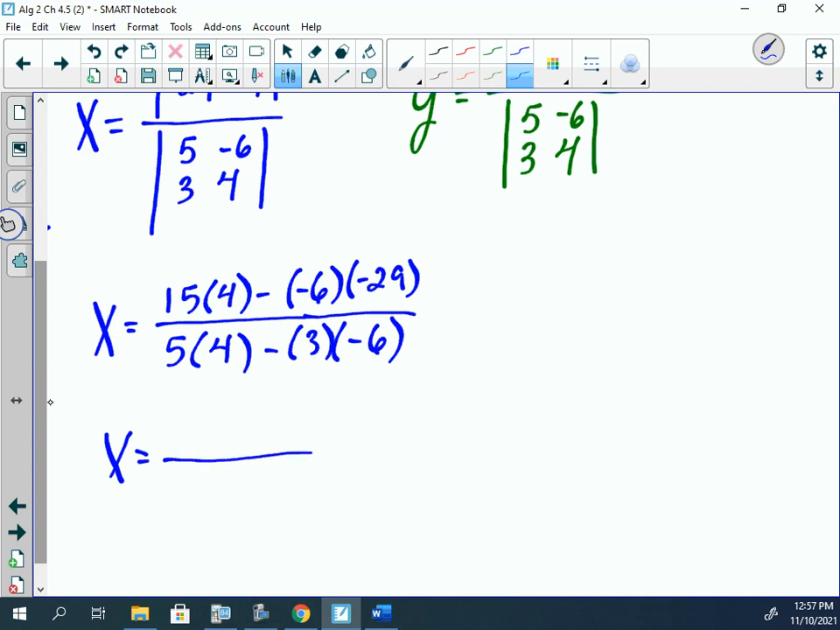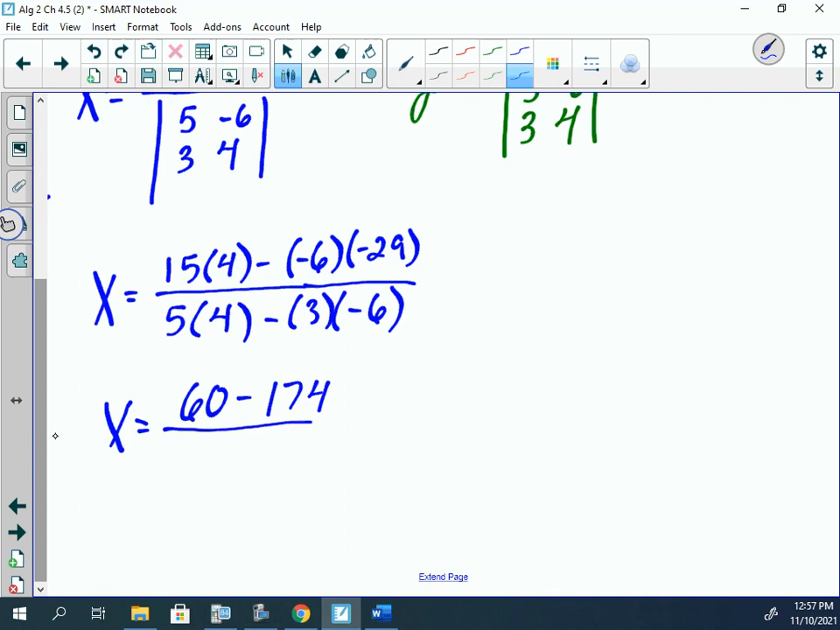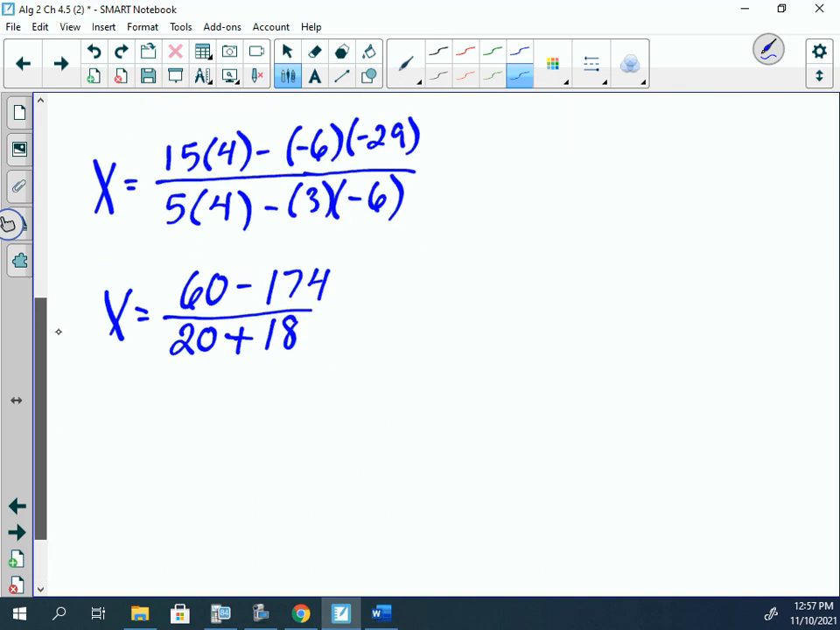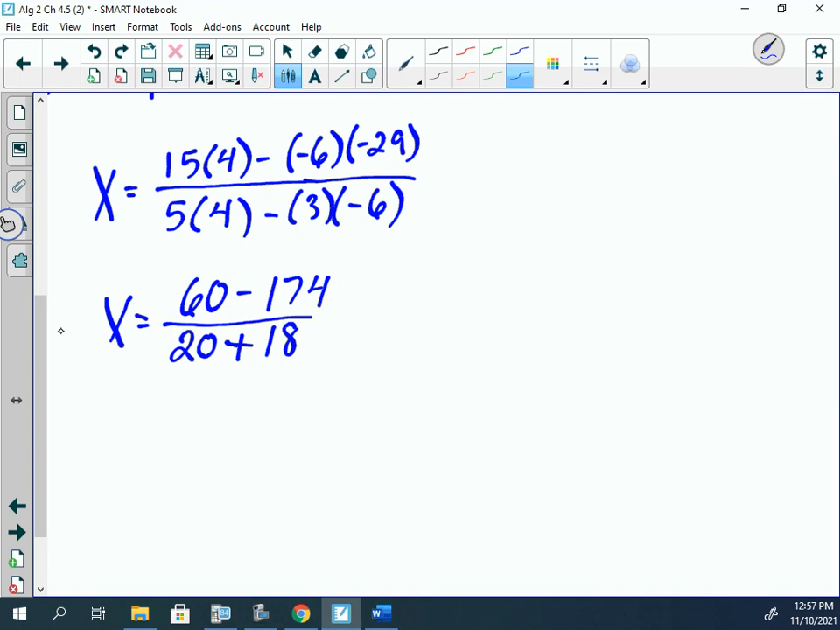If we did this by hand, we could do 15 times 4, which would be 60, minus negative 6 times negative 29, which is 174. And on bottom, we would have 5 times 4, which is 20, minus 3 times negative 6, which would be negative 18, which should be the same as plus 18, because the negative and negative would make a positive. In the numerator, 60 minus 174 would be negative 114 over 38.